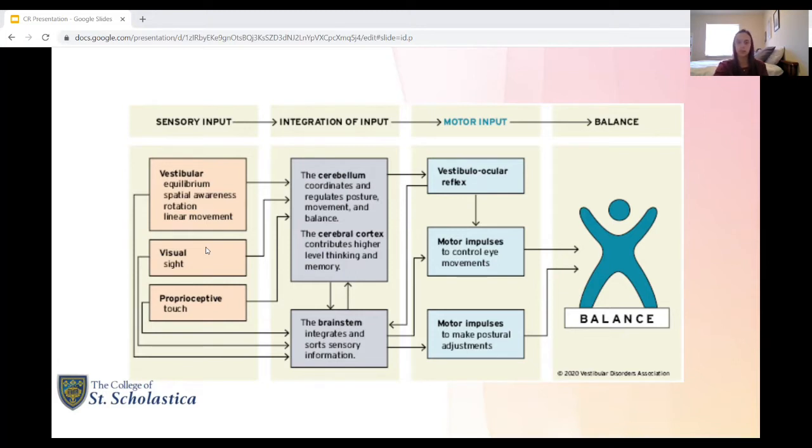They also go to the cerebral cortex, which contributes higher level thinking and memory, and also the brainstem, which helps with sensory information. Then from these three locations, they go to the motor input, such as the vestibulo-ocular reflex, and also motor impulses that control eye movements, and motor impulses to make postural adjustments. From these three motor inputs, they all help determine how well one is balanced.